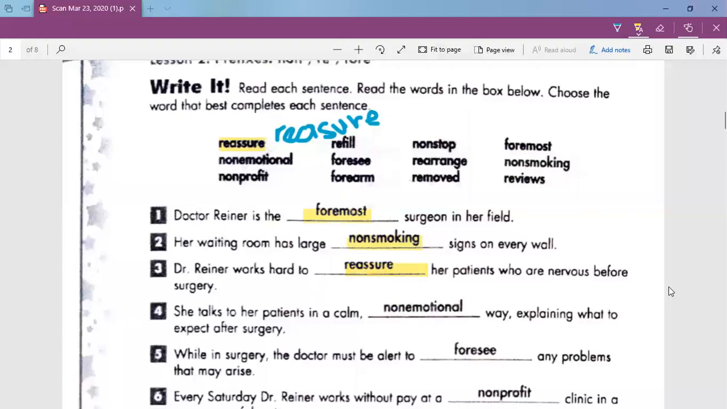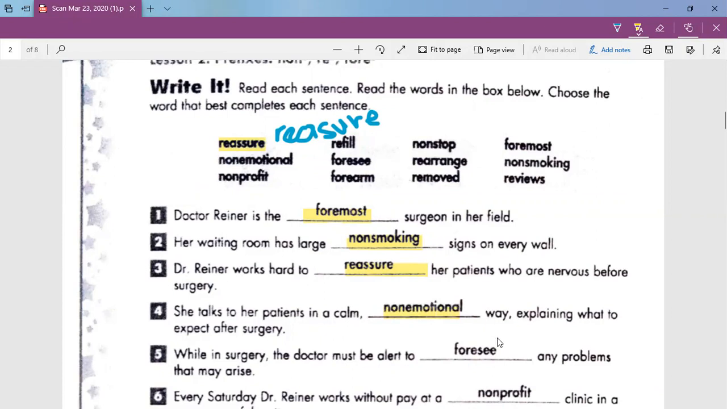Okay, raise your hand if you want to read the next one. Christian, go ahead. Number 4. She talks to her patients in a calm way, explaining what to expect after surgery. Okay, so it's non-emotional. She talks to her patients in a calm, non-emotional way, explaining what to expect after surgery.